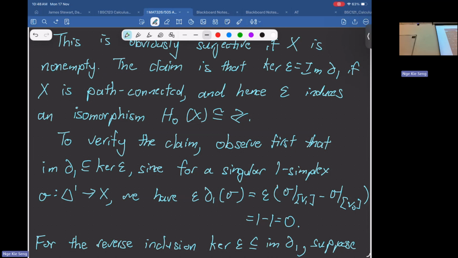One of them is 1, one of them is -1. So they cancel. Algebraic miracle again. This is an algebraic miracle. Next one is the hardest one. Next one is harder: how to show every kernel element is the image of some delta one. So you need to find a sigma that works. How to find a sigma that works? This is a tricky one.